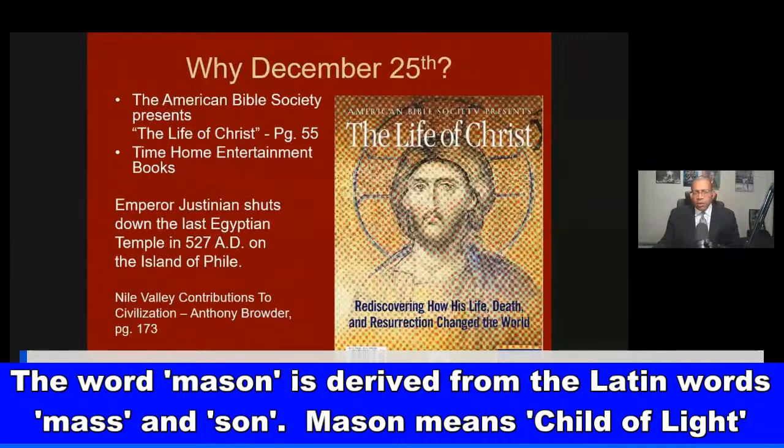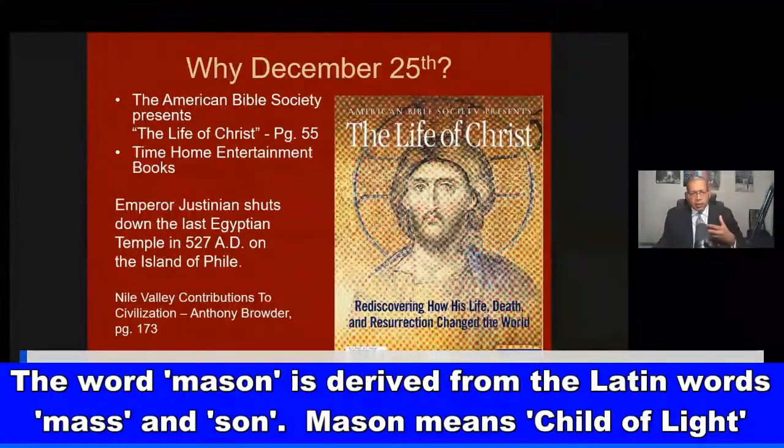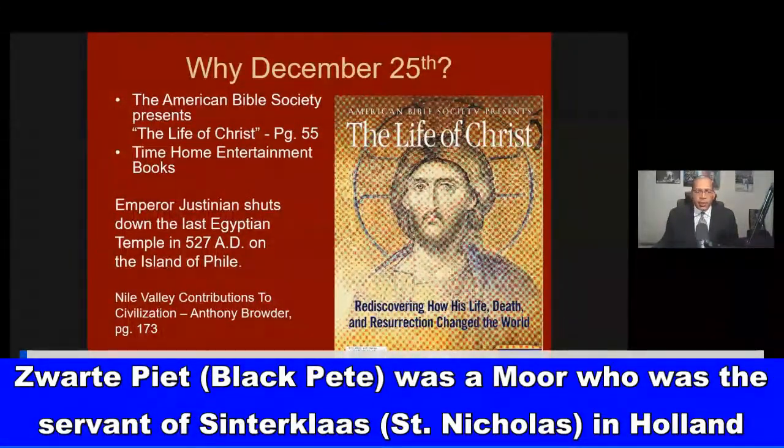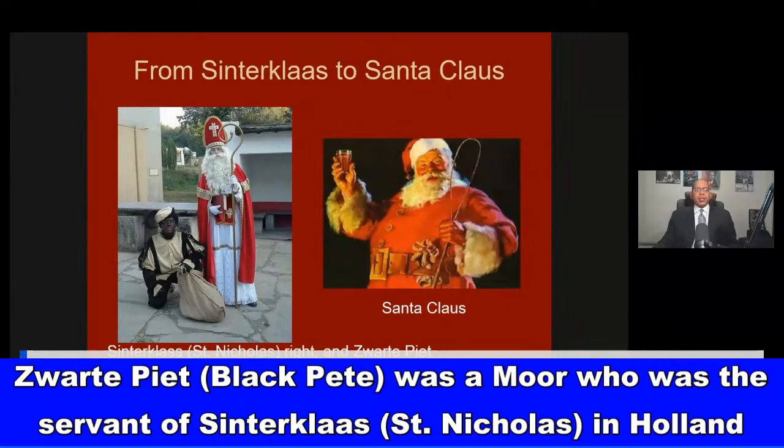So we also look at things like why is Christmas celebrated on December 25th, because nowhere in the biblical text does it state that Yeshua or Jesus was born on December 25th. We look at the origins of Santa Claus coming from Sinterklaas, which is celebrated amongst the Dutch in the Netherlands, and they have the celebration of Sinterklaas and Zwarte Piet. Zwarte Piet means Black Pete, and Zwarte Piet was a Moor in this mythology.